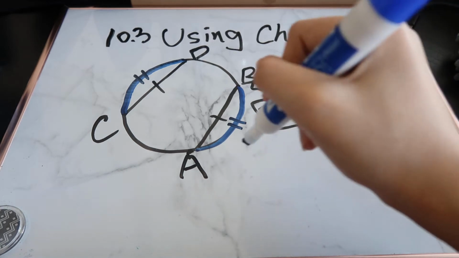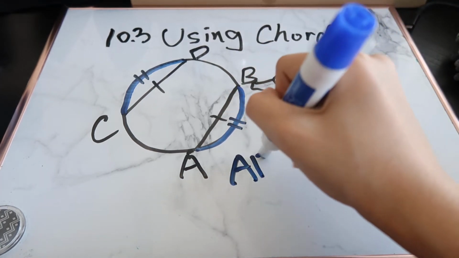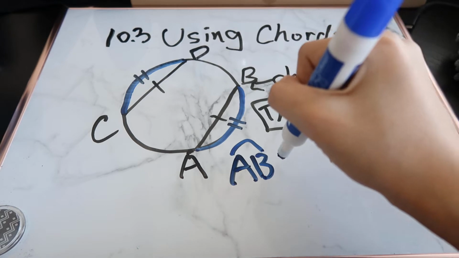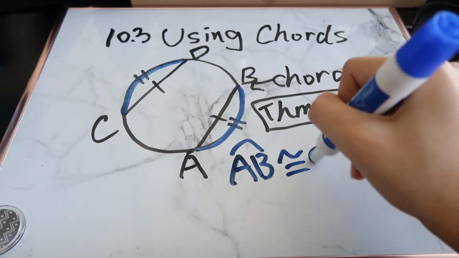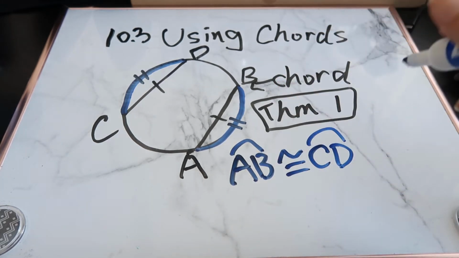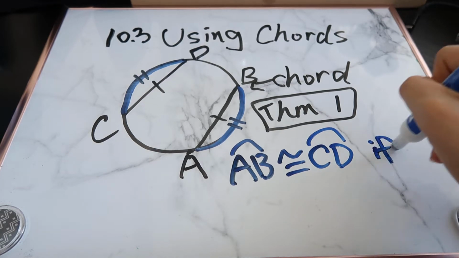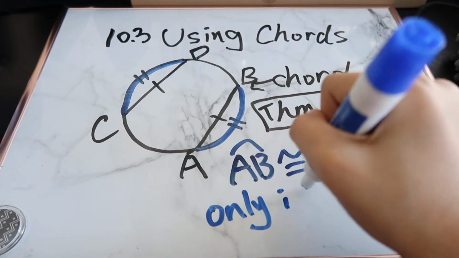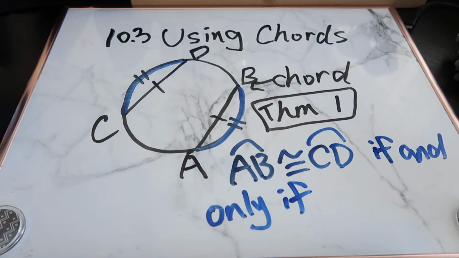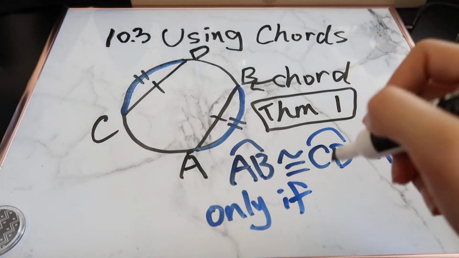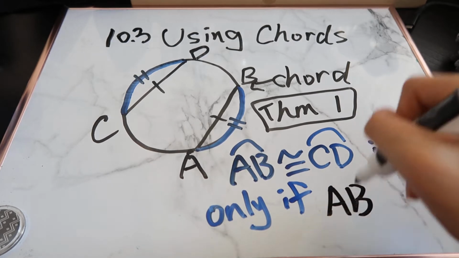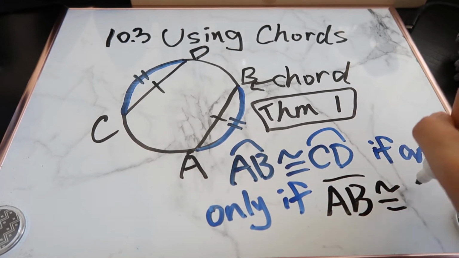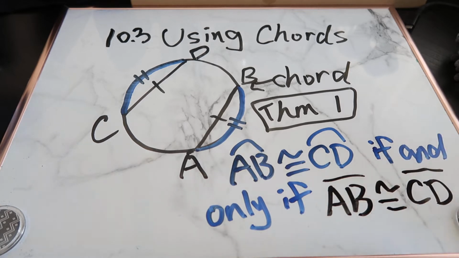So when you write it down, it'll look like arc AB is congruent to arc CD, meaning the blue part, if and only if chord AB, or you can say segment AB, is congruent to segment CD. Congruent means they equal each other.